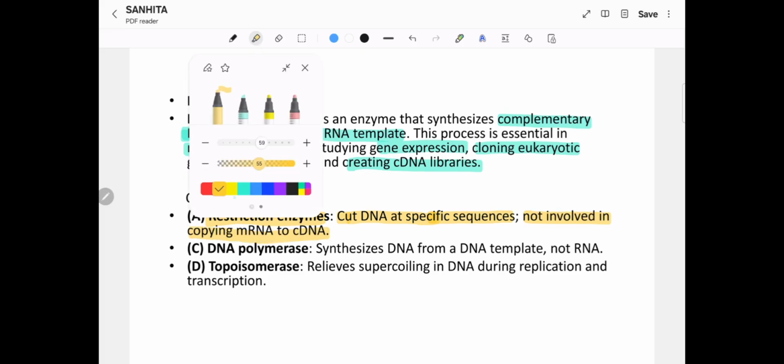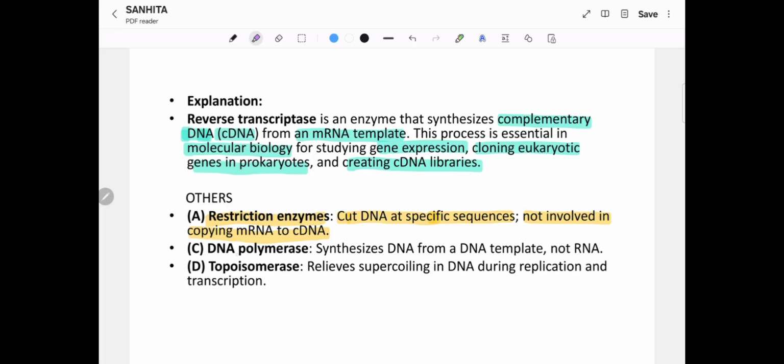Okay, and then next, that is DNA polymerase. This enzyme is responsible for amplifying the DNA, for making copies of DNA, that means DNA synthesis. DNA from a DNA, that means replication, but not from RNA. DNA forms from a DNA template, not an RNA template.